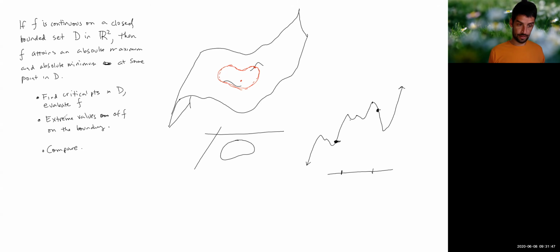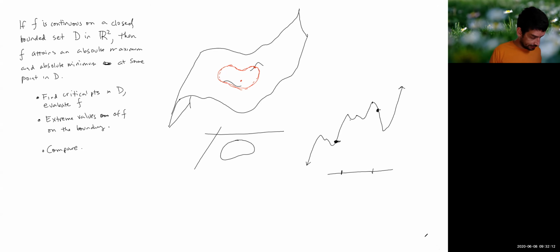Now, finding the extreme values on the boundary turns out to be its own little problem. But what happens is on the boundary, even though this looks like an odd curve floating in space, we can often reduce it to a problem of single variable calculus, okay? So I'm going to illustrate that with an example here.